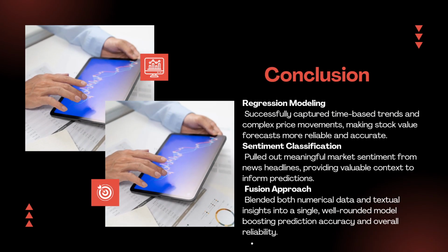So let's conclude our project. Regression modeling is used to successfully capture time-based trends and complex price movement for predicting stock values. Next is sentiment classification, which pulls out market sentiment from news headlines, providing valuable context to inform prediction. The last approach is fusion, which blends both numerical data and textual insight, that is regression and classification, into a single well-grounded model.